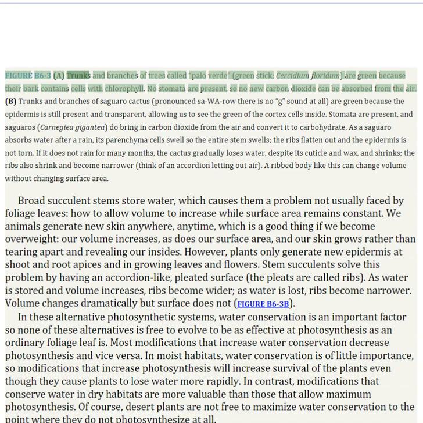Figure B6-3. Trunks and branches of trees called palo verde are green because their bark contains cells with chlorophyll. No stomata are present, so no new carbon dioxide can be absorbed from the air.